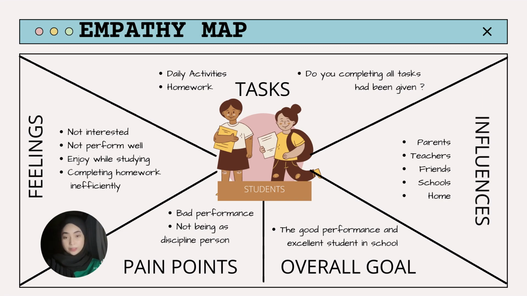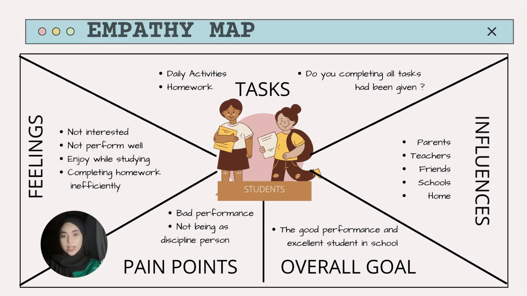Besides, there are various parties that influence the decisions and actions of the user. As an example, the parents, the father and the mother, who are the closest people to the user, influence any actions taken by the user. The teachers at school and also their friends at school also influence the user's actions. The school itself, such as the school management, also influences the actions of the user. And last but not least, the home or the neighborhood also influences the user's actions.